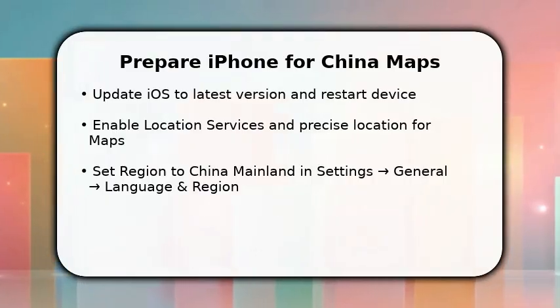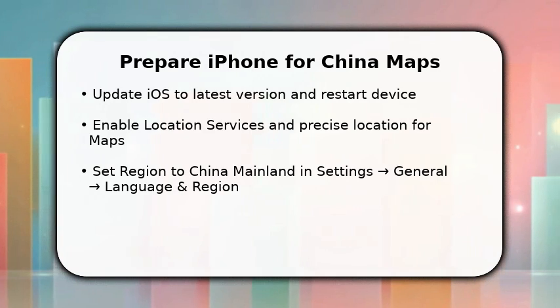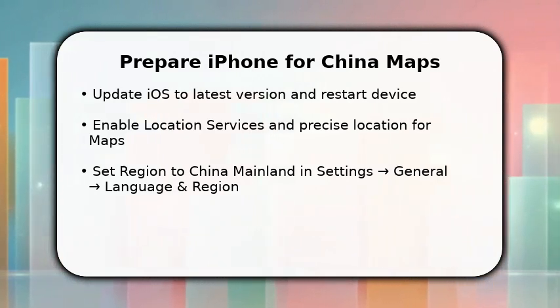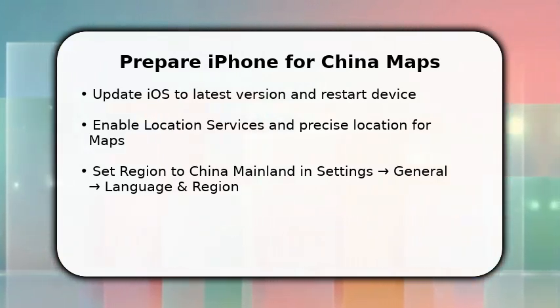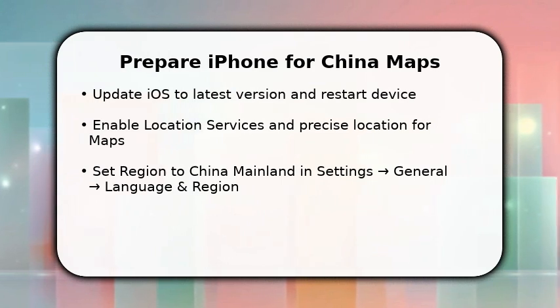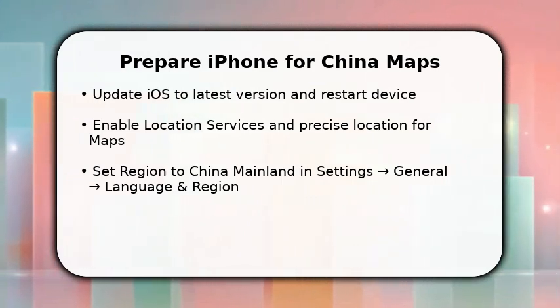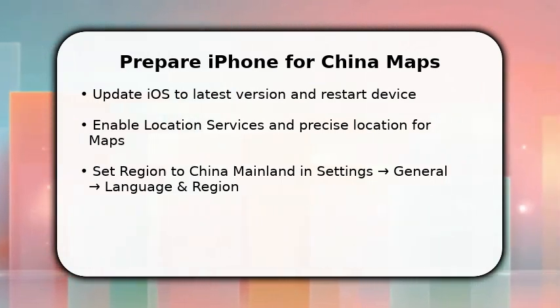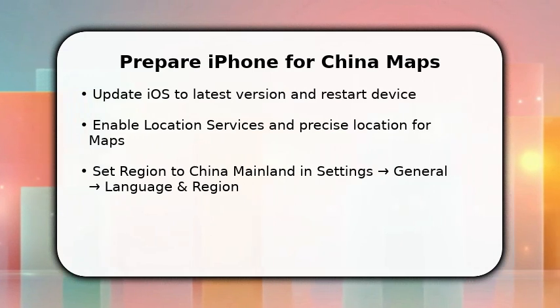You start by making your device behave like it's in China. Update iOS, reboot, and set region to China mainland. Once done, turn on location services and allow maps to use your precise location. Make sure you have cellular data or local Wi-Fi. A Chinese SIM improves accuracy. You don't need third-party apps.